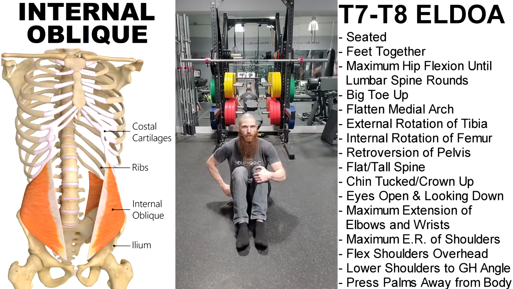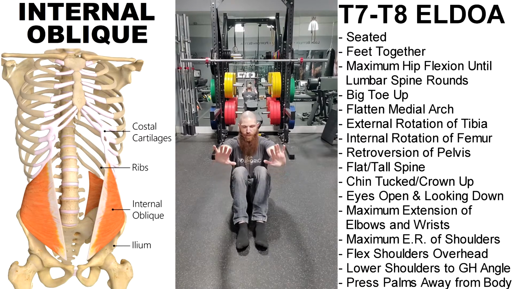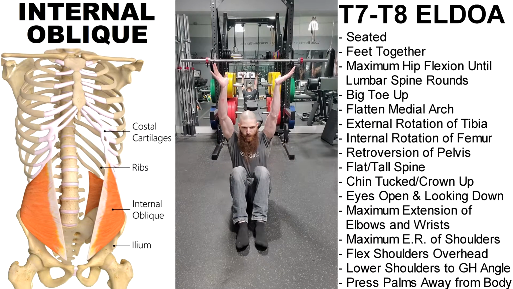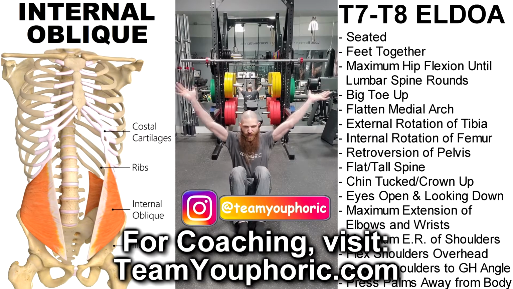At the pelvis, we want retroversion of pelvis, flat lumbar, flat thoracic, chin tucked in, crown of head up, eyes looking down at the floor to put the dura mater under tension. With the arms, maximum extension of elbow and wrist, maximum external rotation of shoulders, flex the shoulders to level of drum plane, so biceps in line with the ear. Then we're going to lower the arms to the level of the glenohumeral angle.